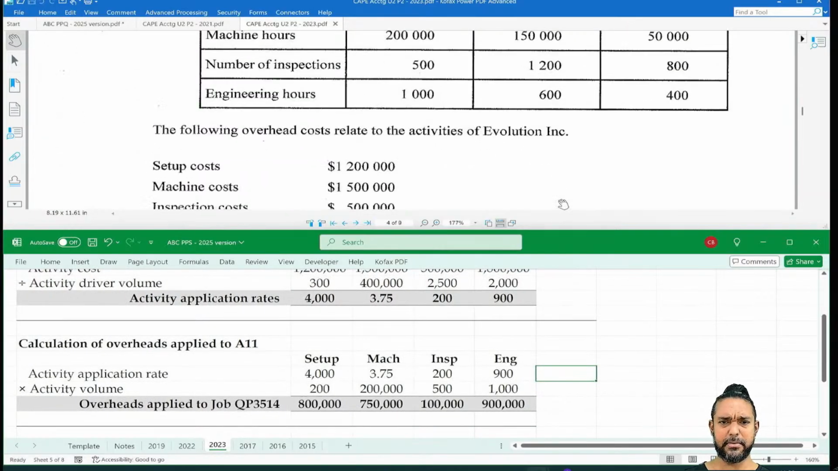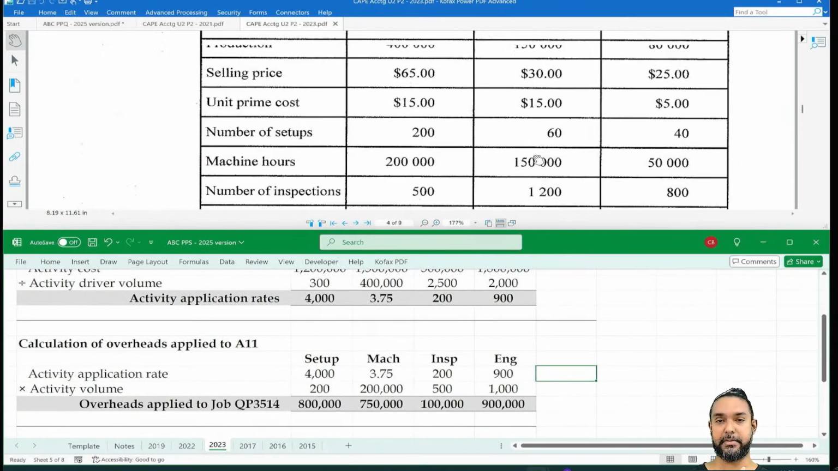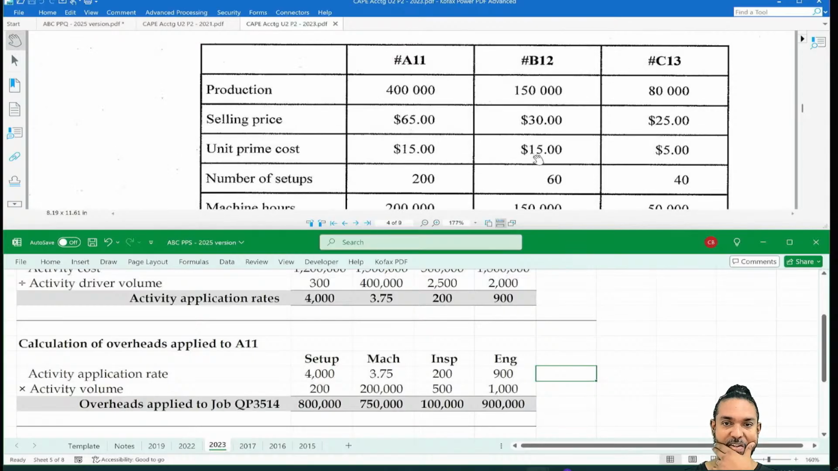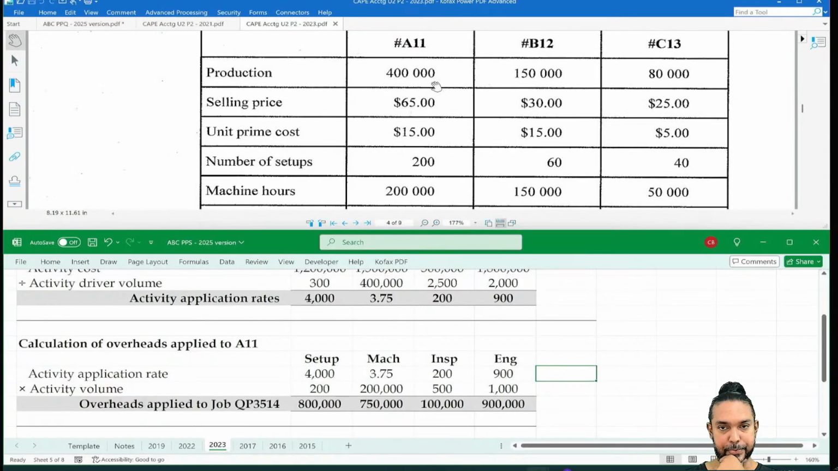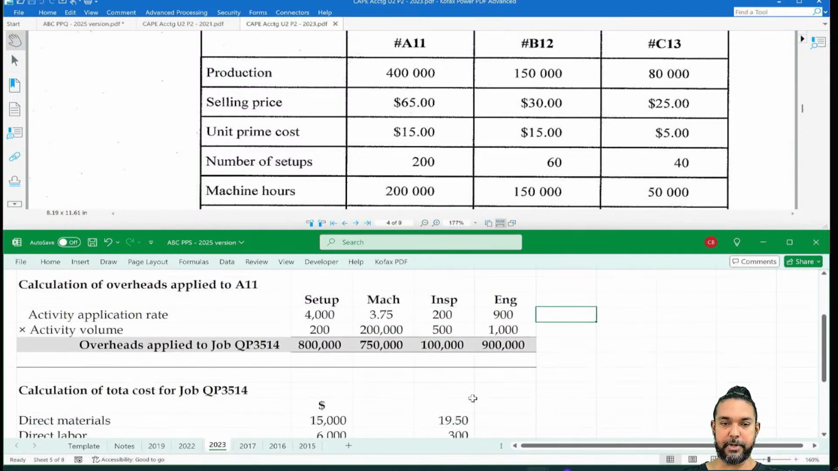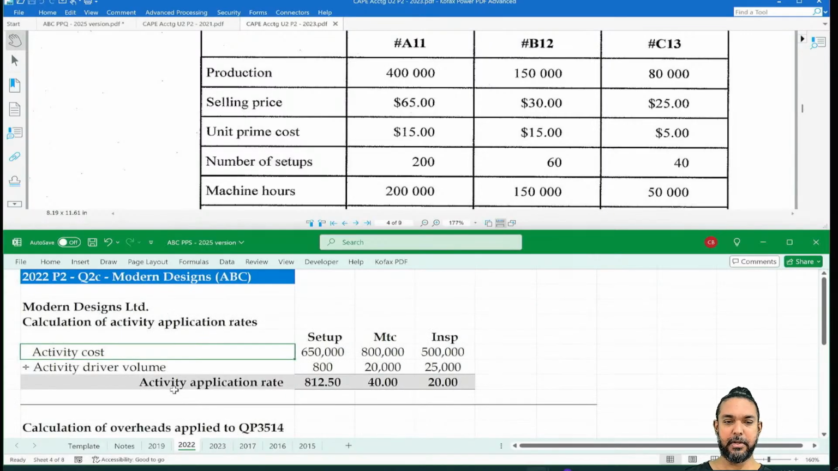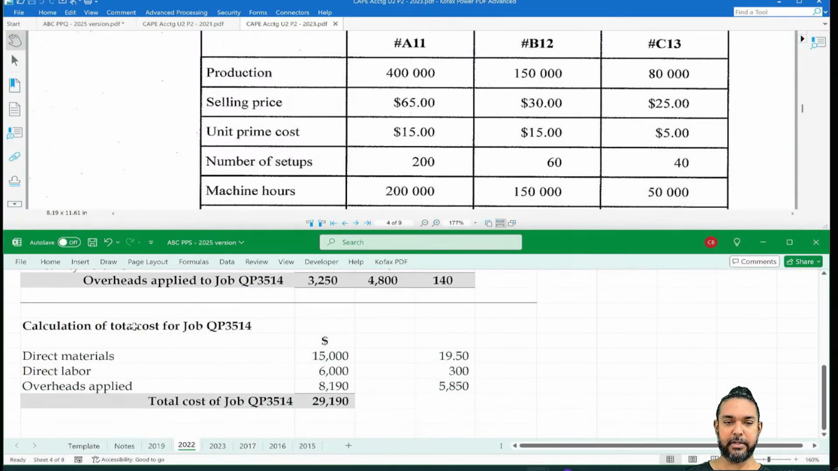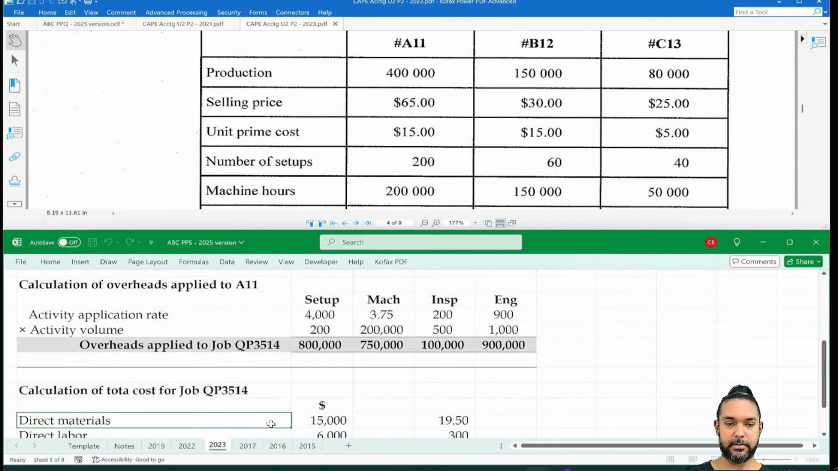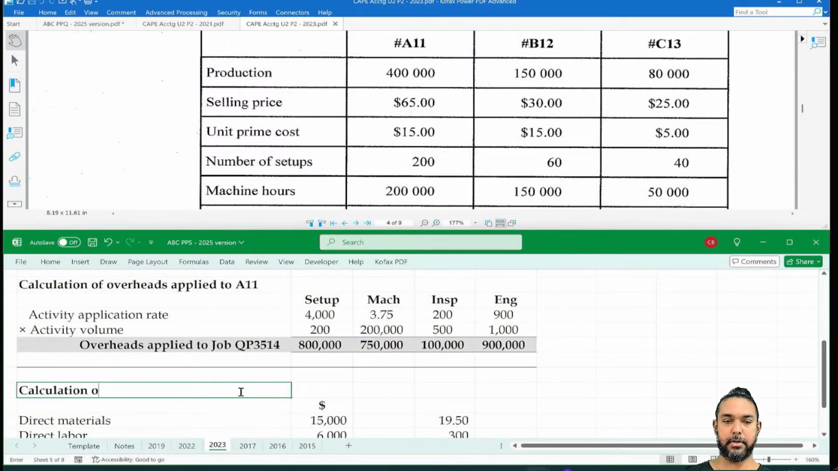I think that's it. No. We have to do the unit. So we have to divide each of those by 400,000 now. So each of these costs we now have to divide by 400,000, right? So we have to just kind of reword the calculation. I did not even realize I had calculation of total. Right. So calculation of unit overhead costs for A11.